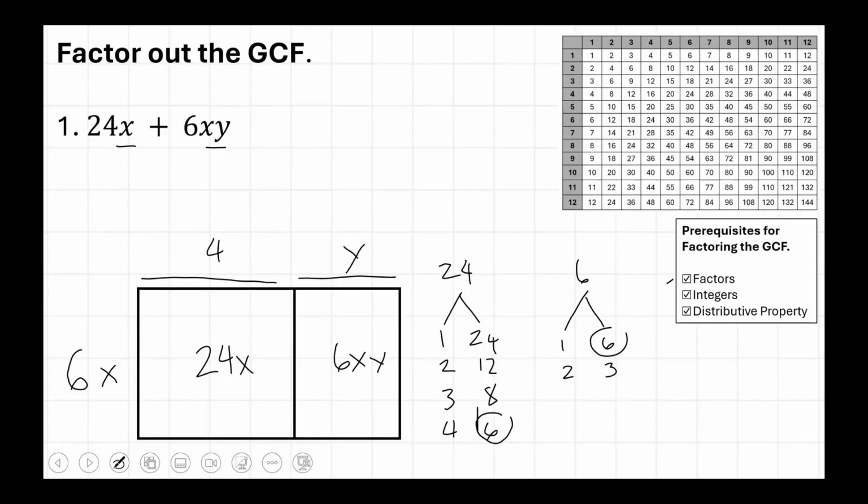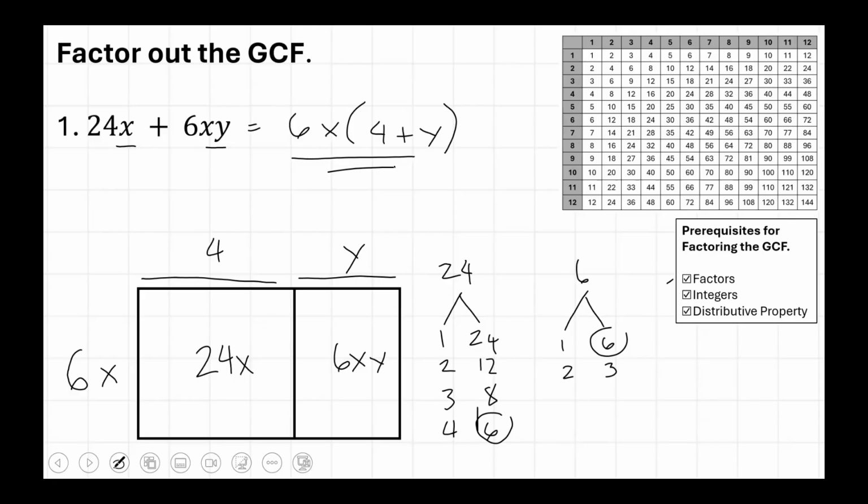So now that you understand your distributive property, you can always check if your answers are correct by multiplying again, and you will see that you arrive at the same exact answer. So let's write the factored form, 6x parenthesis 4 plus y. And that's our answer.